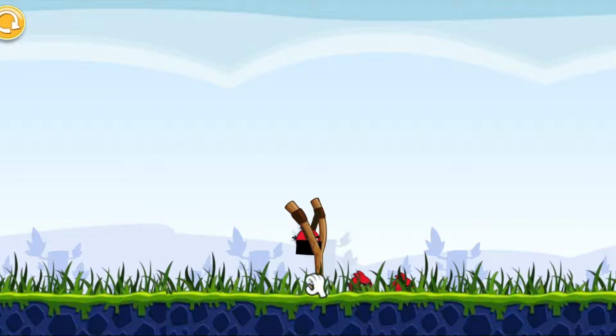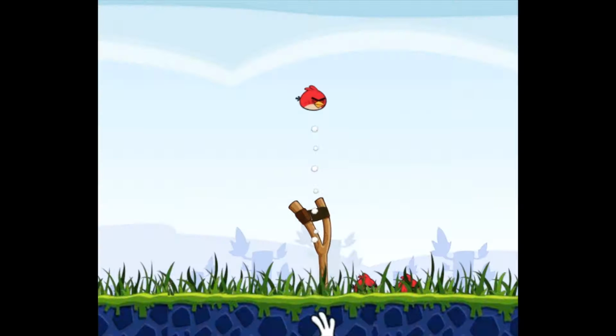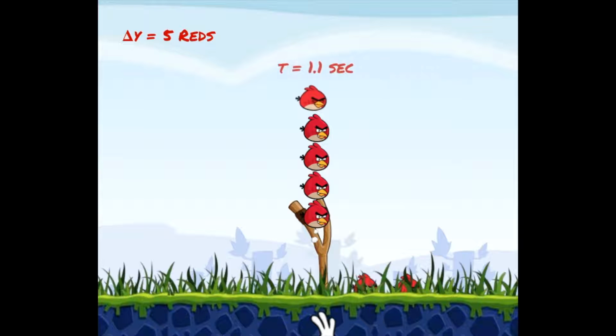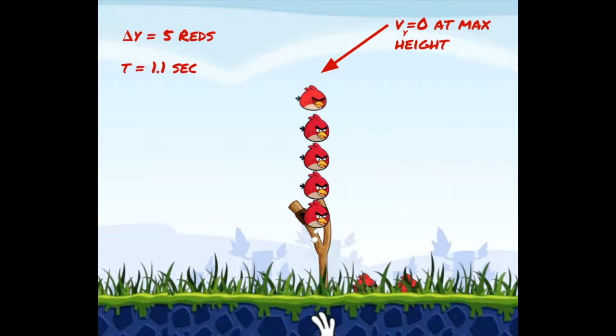In this example, we'll fling the bird vertically and try to use constant acceleration formulas to determine the initial vertical velocity. The bird traveled a vertical displacement of 5 reds in about 1.1 seconds. We must also remember that at the highest point, the vertical velocity is equal to 0. Using the correct kinematics formula, we can determine that the initial vertical velocity of the bird was 9.1 reds per second.